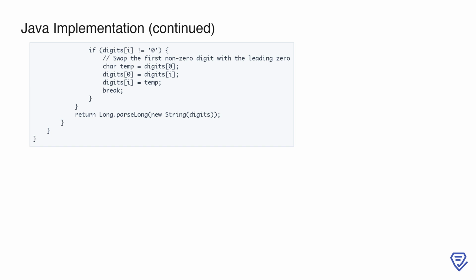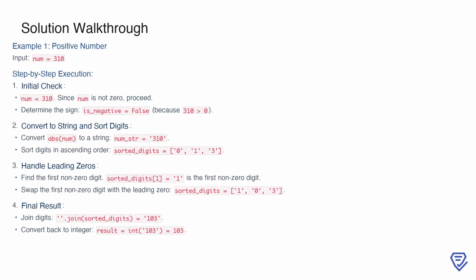This approach ensures that we always get the smallest possible number when the digits are rearranged, whether the input is positive or negative. Here's how we approach the problem for a positive number, using the input number equals 310. First, we check if the number is 0. Since 310 is not 0, we proceed to determine the sign. In this case, since the number is greater than 0, we set is_negative to false. Next, we convert the absolute value of the number into a string, resulting in number_str equals 310.